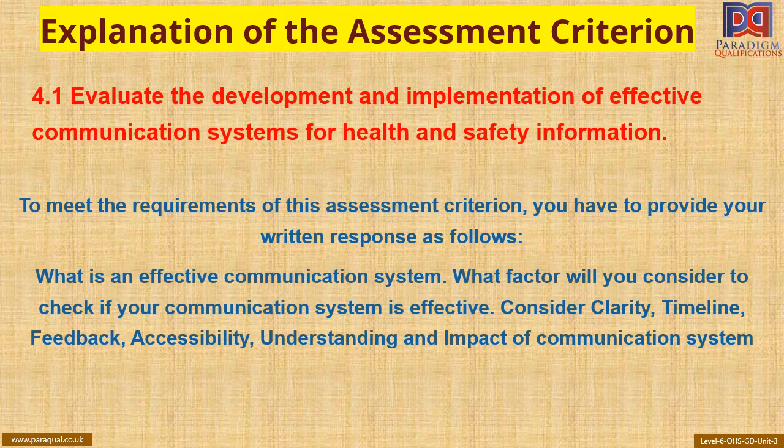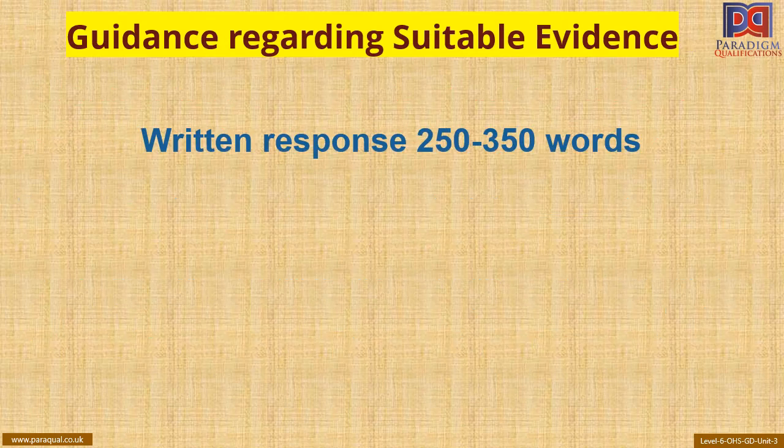What is an effective communication system? What factor will you consider to check if your communication system is effective? Consider clarity, timeline, feedback, accessibility, understanding, and impact of communication system. Your written response must be between 250 to 350 words.